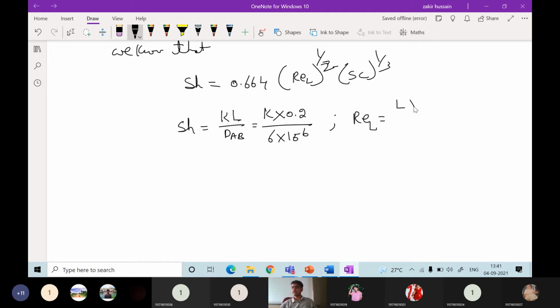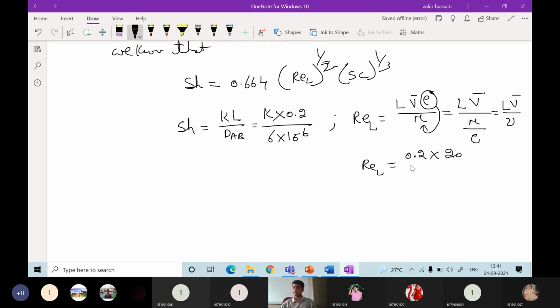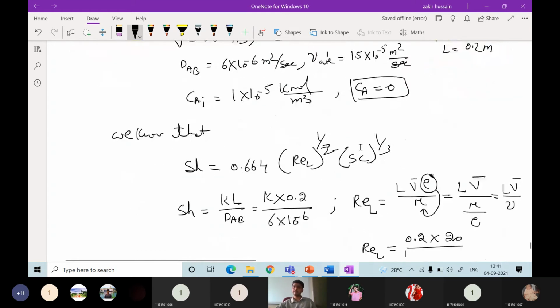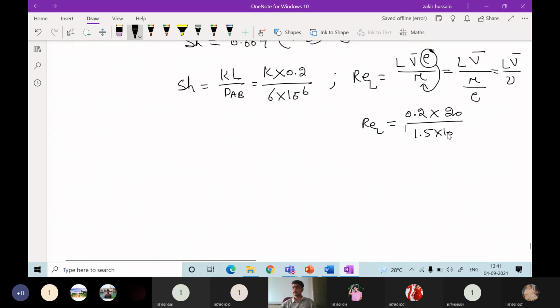Re_L is equal to L V bar rho by mu. Where is density? Density they have not given. So how to estimate this density? Can anybody tell me? Kinematic viscosity equals dynamic viscosity by density, so we can write this as L V bar by nu, which is nothing but Re_L. Therefore, Re_L is equal to L is 0.2 and V bar is 20 meters per second, and the kinematic viscosity they have given for air is 1.5 into 10 power minus 5.